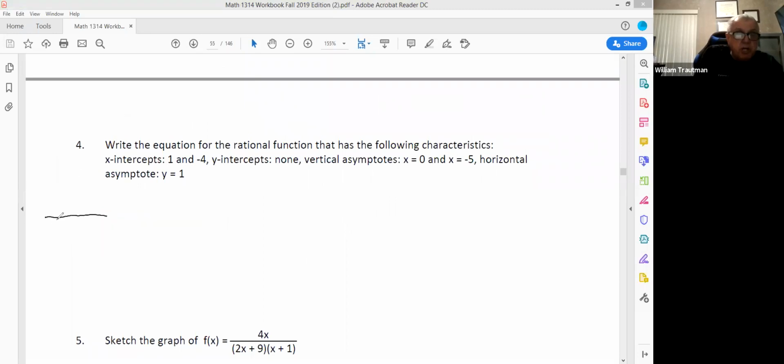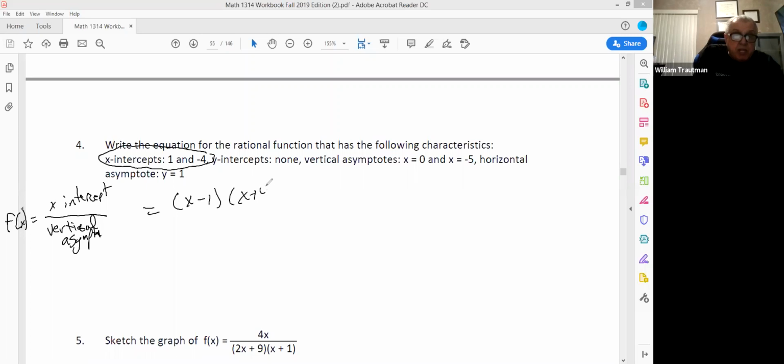So I know I'm going to write a function, and the top are the x-intercepts. The bottom is the vertical asymptotes. So the x-intercepts are 1 and negative 4. So on top, 1 is minus 1. Now a negative 4 is a plus 4. You have to change the sign, right? To get it to the other side, you subtract 4. So that's the top. That's my x-intercepts.